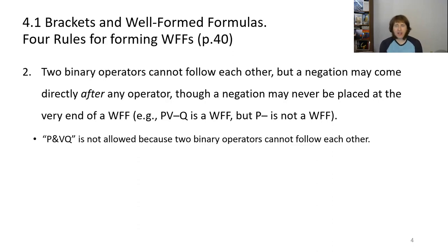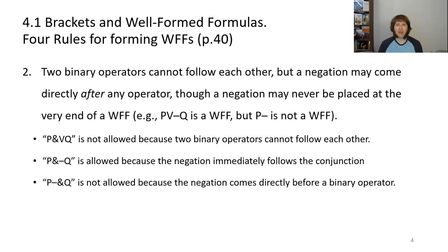So here's an example of something else you can't do. You can't have two binary operators in a row. You can't have P and or Q. Right? Doesn't work like that. It's just not a sensible thing to say. It doesn't have meaning in this kind of language.